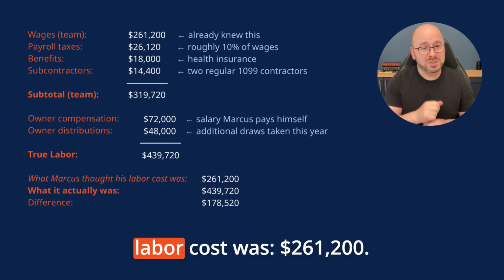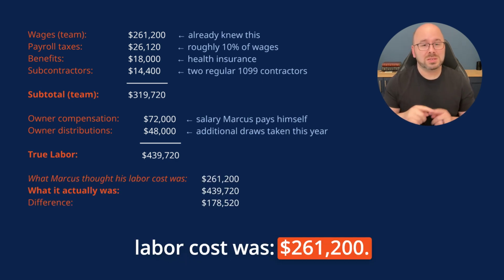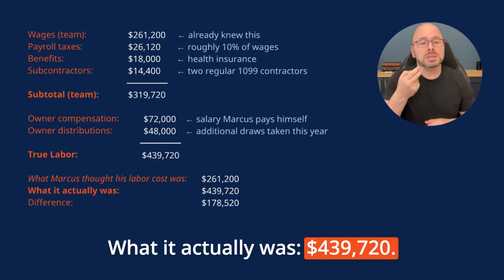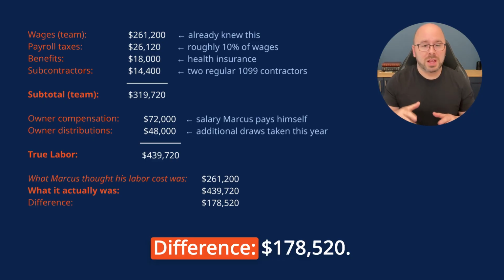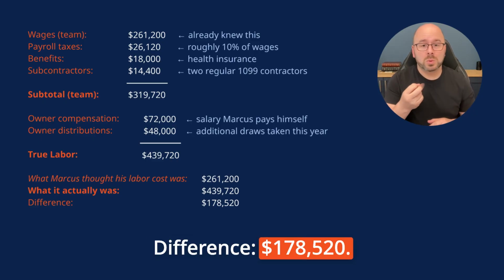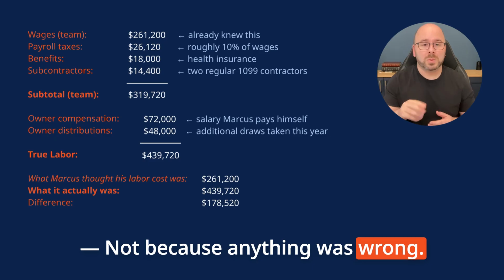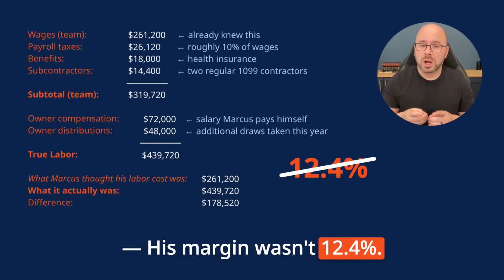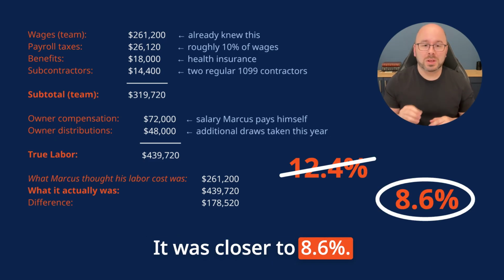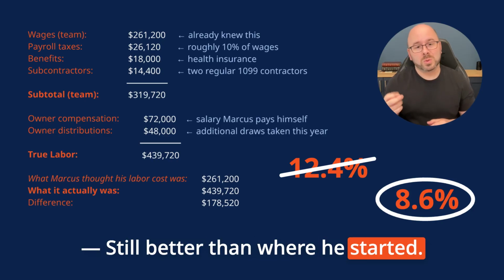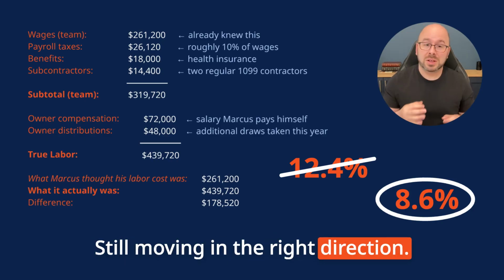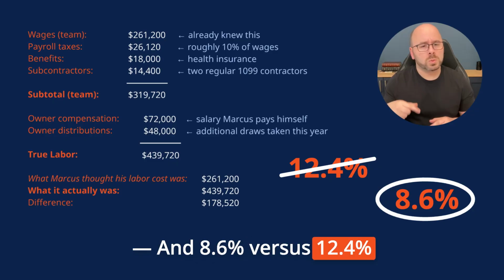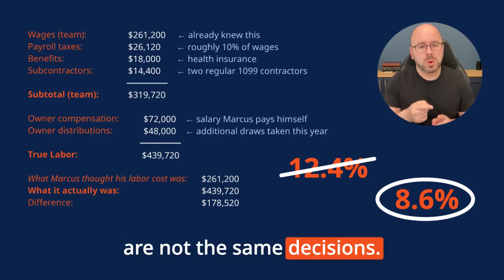What Marcus thought his labor cost was $261,200. What it actually was, $439,720. Difference, $178,520. Not because anything was wrong, because he was measuring the tip of the iceberg. His margin wasn't 12.4%. It was closer to 8.6%. Still better than where he started. Still moving in the right direction, but not 12.4%. And 8.6% versus 12.4% are not the same decisions.